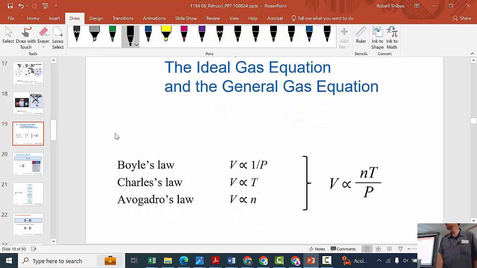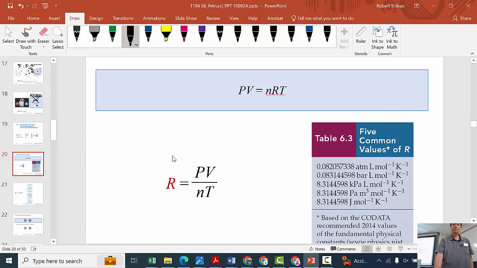So we can take these laws, Charles's law, Boyle's law, and Avogadro's law, and combine them into the ideal gas law. So I'm going to skip this and we just go here. So this is the ideal gas law, PV equals nRT, or PV over nT is equal to the constant R. And the constant R depends on what units you use.